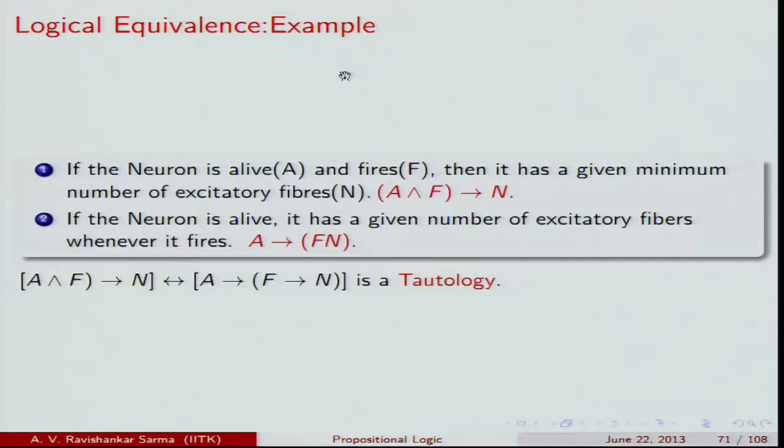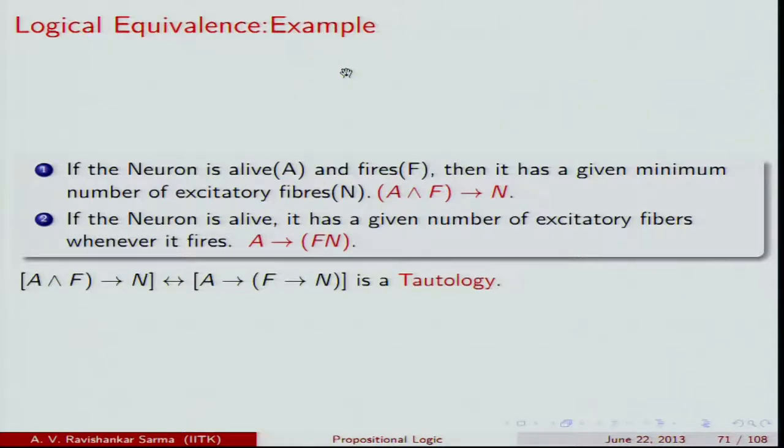For example, if the neuron is alive and fires, then it has a given minimum number of excitatory fibers: A and F implies N. And if you want to say, the neuron is alive, it has a given number of excitatory fibers whenever it fires: A implies F and N. Now if you want to say that these two are logically equivalent to each other, here is what you need to do.